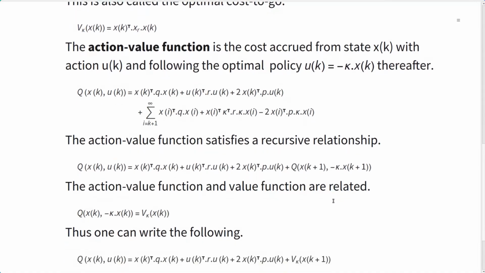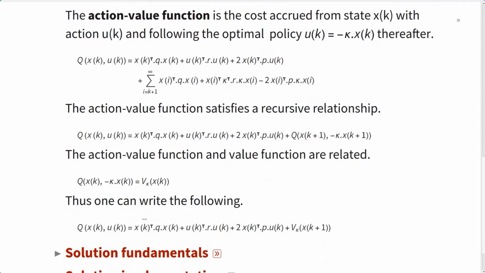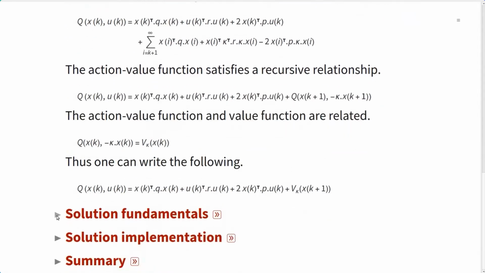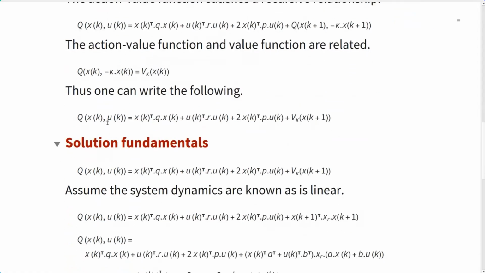The other thing is that the Q function is also related to the value function, because in the Q function, if you use the input -kappa x, you get back the value function. We can put these two together and write this result that relates the Q function and the value function. So we have used two properties of the Q function: one is that it's recursive, and it's also related to the value function. Let's start with that result, that the Q function is related to the value function.